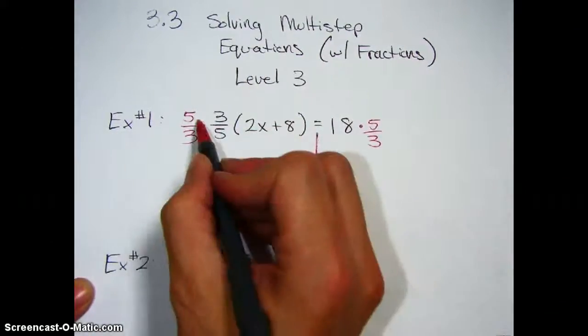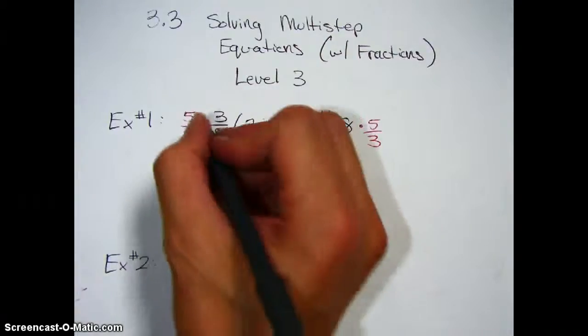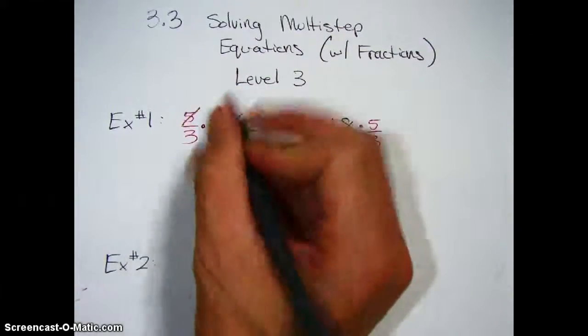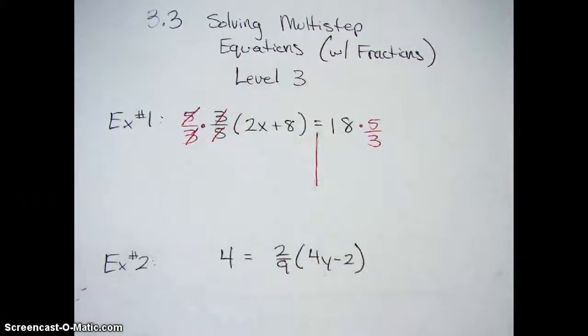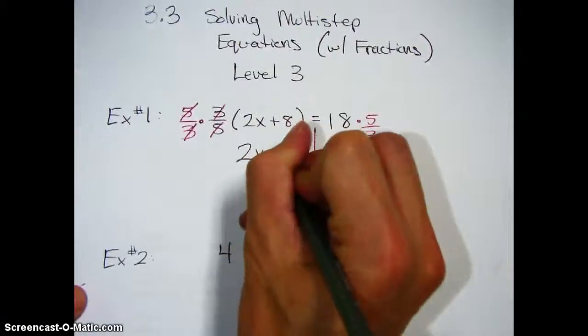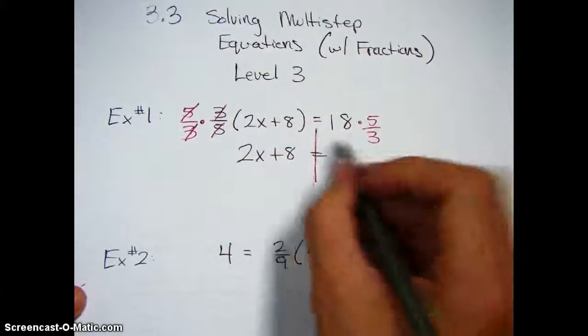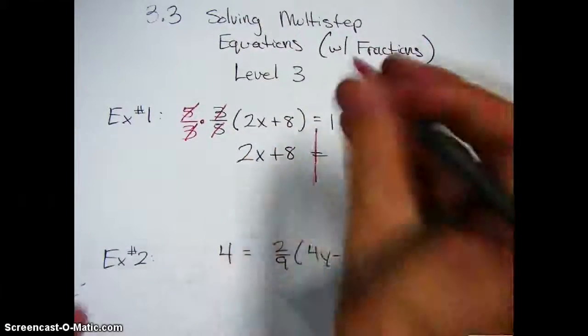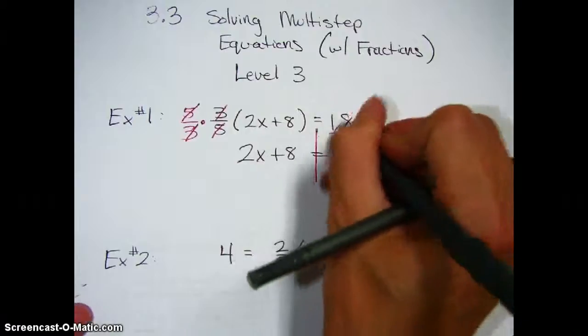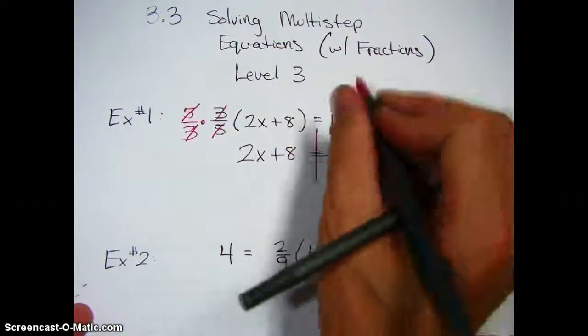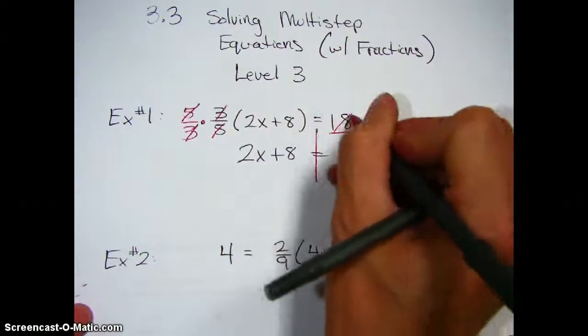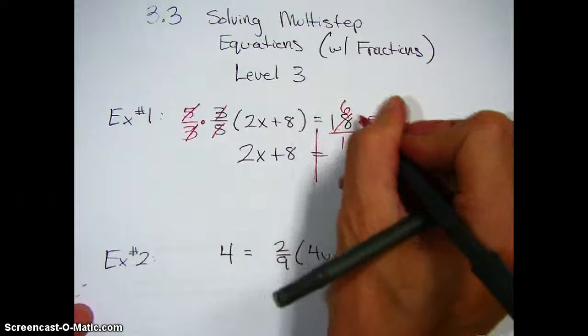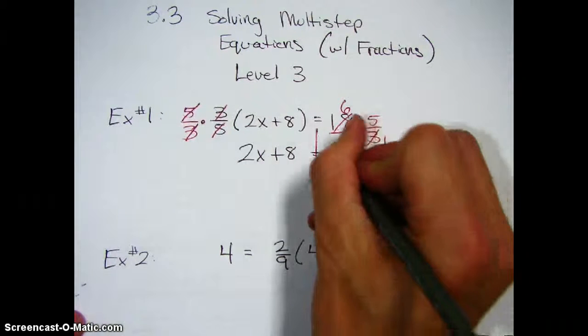So if I multiply by the reciprocal of this fraction, the 5 and 5 cross cancel, so do the 3 and the 3, and that leaves you with 2x plus 8 equals, and then you worry about this other side. I can do some more cross canceling: 3 goes into 3 once, 3 goes into 8 6 times, and then 6 times 5 is going to give me my answer, which is 30.